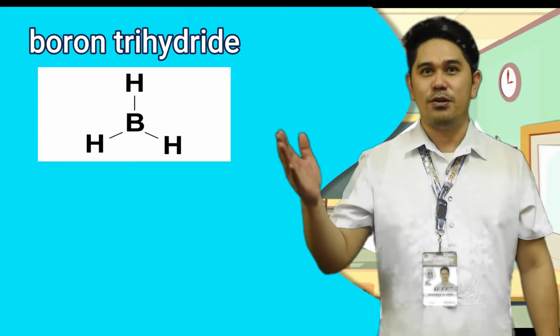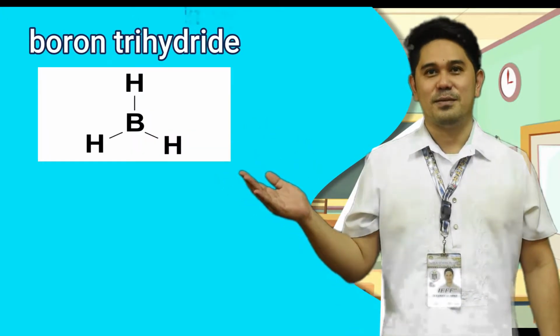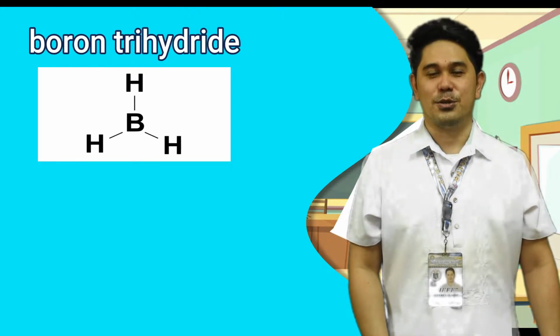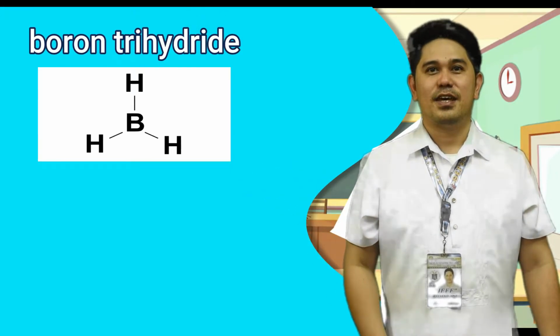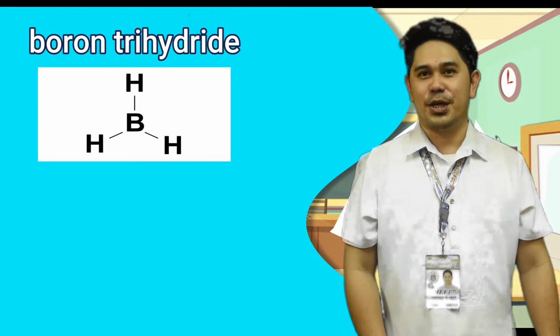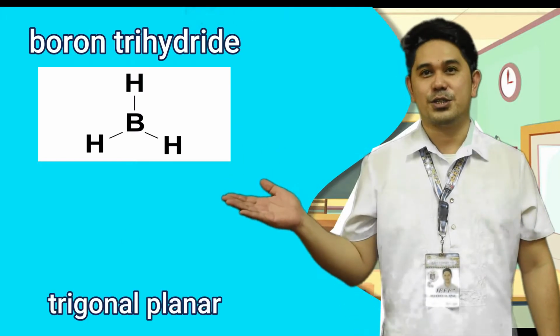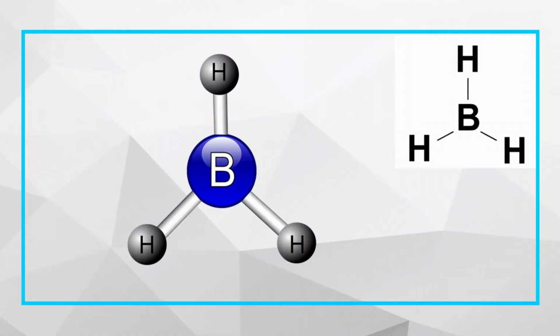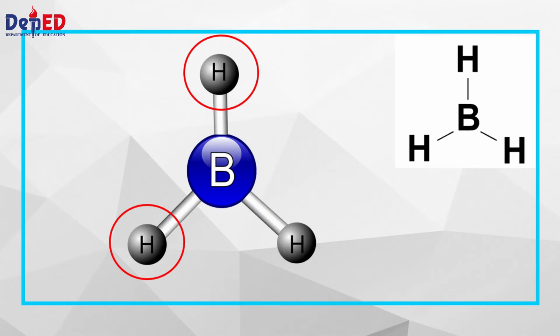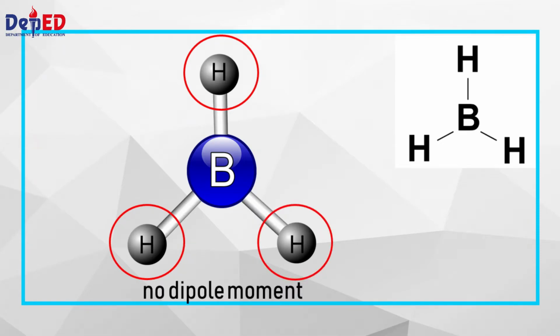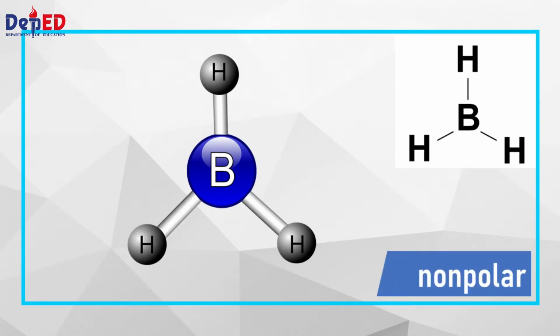We have another molecule. This is boron trihydride or BH3. Its Lewis dot structure looks like this. Can you then determine its molecular shape? You're right, this molecule is trigonal planar. The hydrogen atoms are arranged symmetrically around boron. The dipole moment of each of the 3 boron-hydrogen bonds cancels out each other. Thus, boron trihydride is a non-polar molecule.